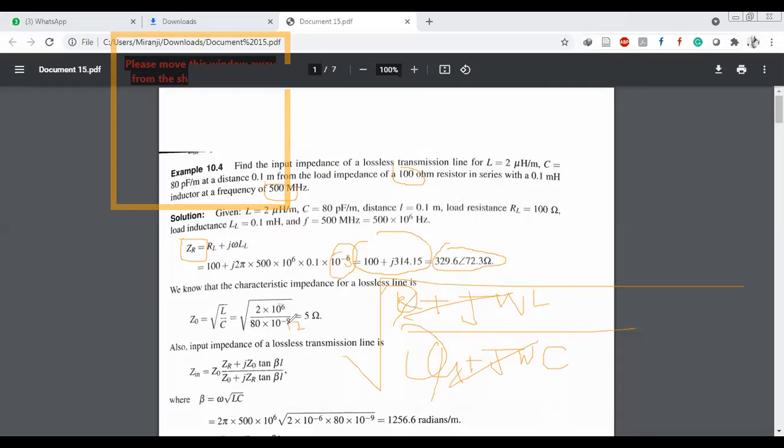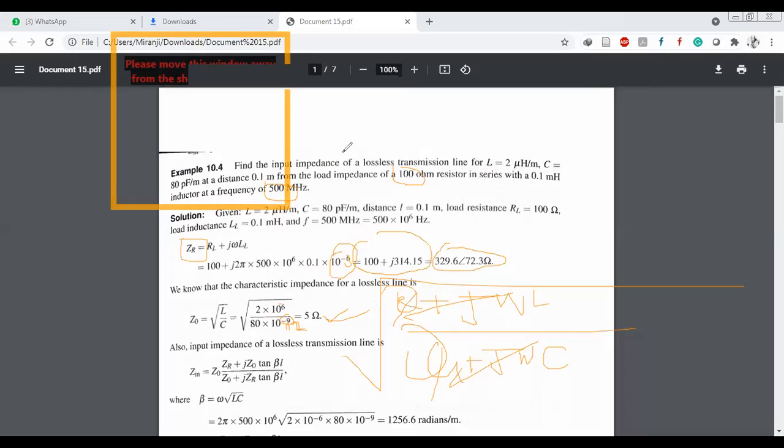Everything is wrong here. L equal to 2 microhenries, 2 into 10 power minus 6 henries, divided by 80 into pico. Pico means 10 power minus 12, nano is 10 power minus 9. On simplifying this expression, we get this much resistance. Of course, that number may be wrong, but the procedure is the same. From that, Z naught, the characteristic impedance, is calculated.